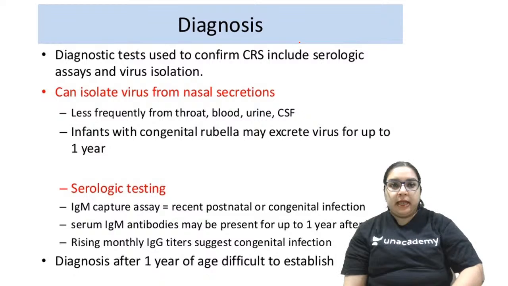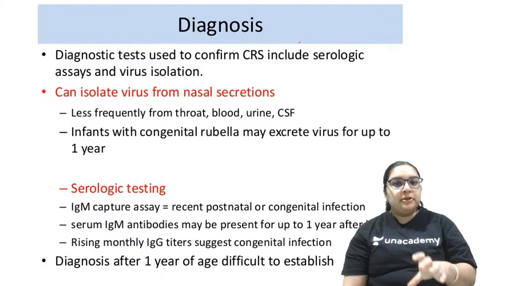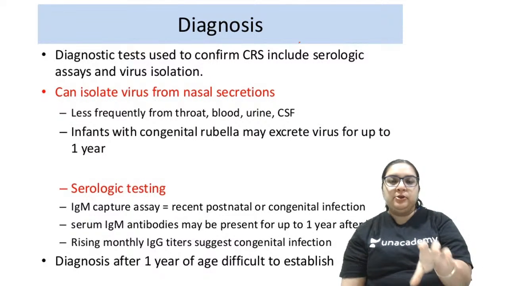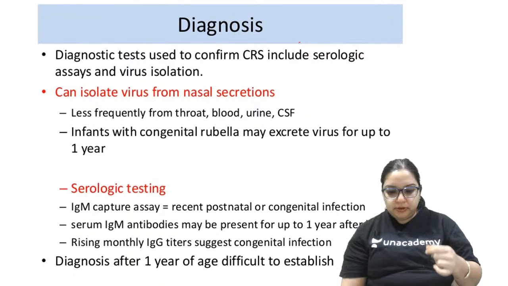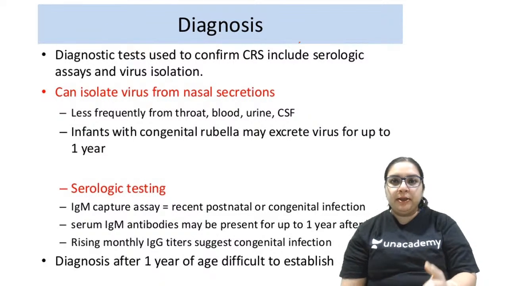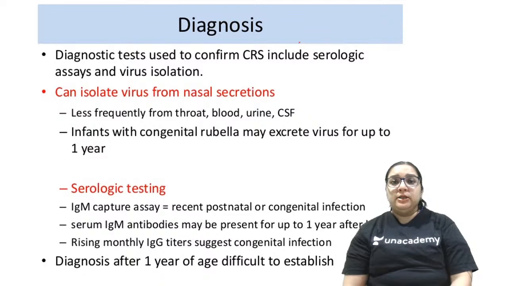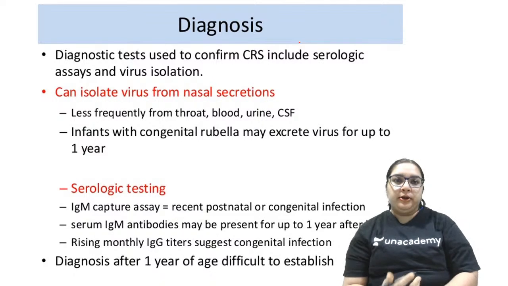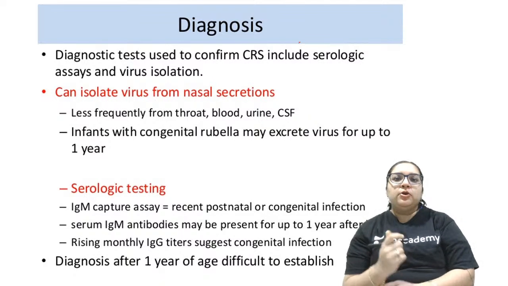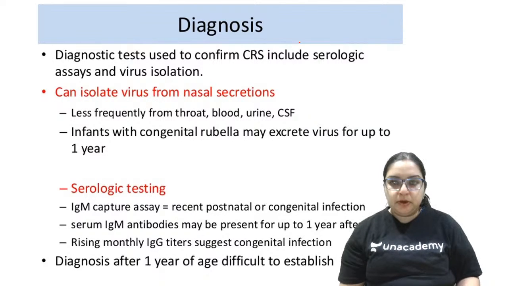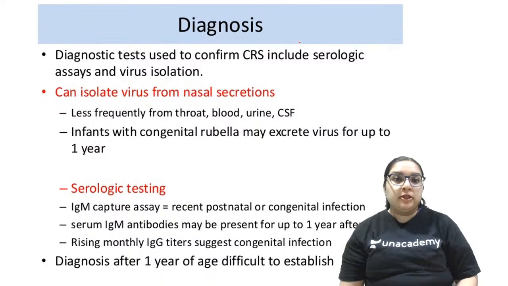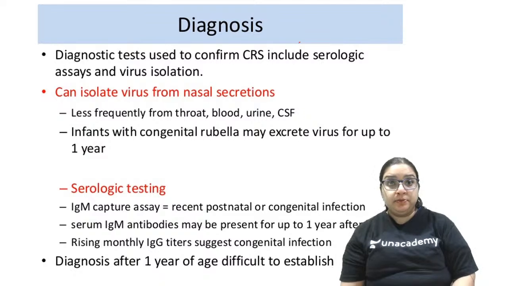Okay, now coming to the diagnosis. Many of the MCQs have been asked from this particular slide. You will realize it later. In fact, so many MCQs have been picked up from this particular section. Now, what is important over here? Okay, so we know that to confirm congenital rubella syndrome, we have the immunologic and serologic assays and the virus isolation per se.